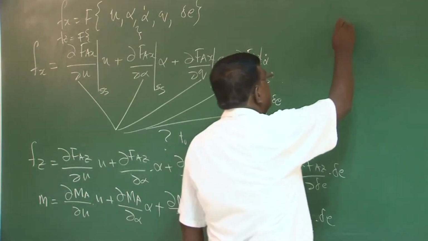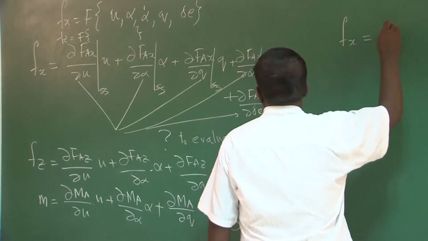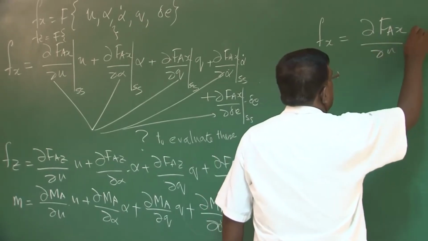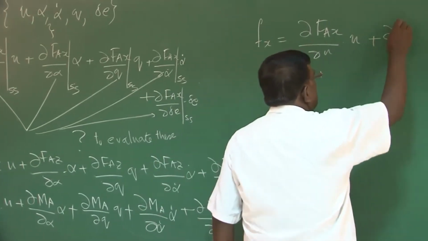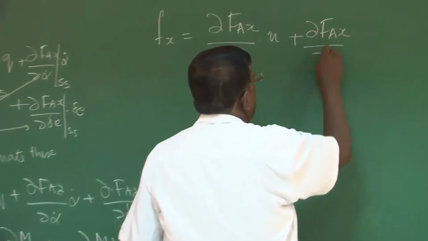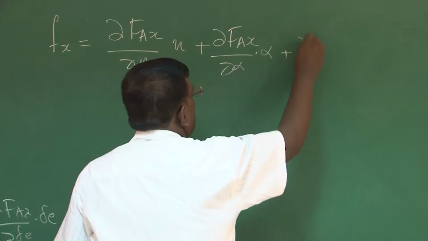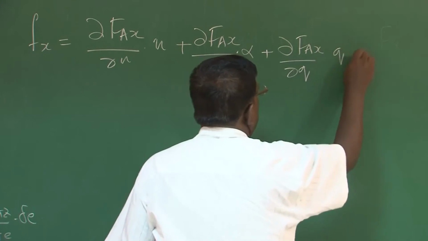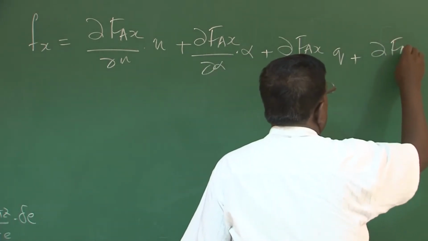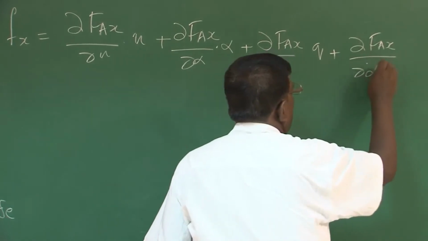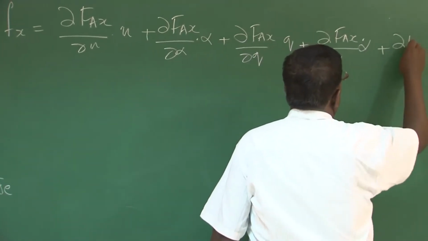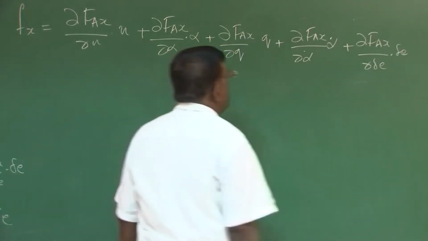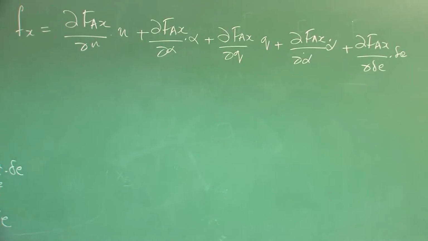Let's say we take Fx. Fx is what? dFax/du into u plus dFax/d alpha into alpha plus dFax/dq into q plus dFax/d alpha dot into alpha dot plus dFax/d delta e into delta e. Let us take first this case.